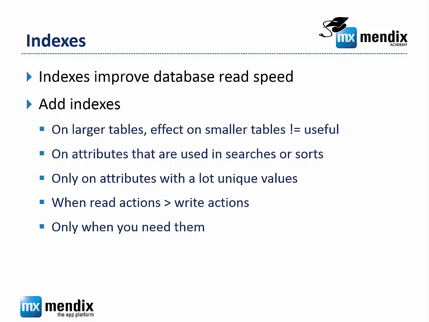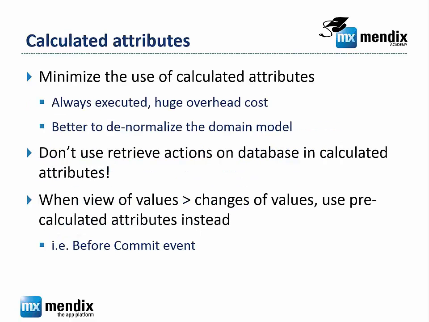And you want to add indexes on attributes that are used in searches or sorts. Examples of these are dates, names, and things like that. And you also want to add indexes on attributes with a lot of unique values. And you want to add, again, indexes when your read actions are greater than your write actions. So only add indexes when you need them.